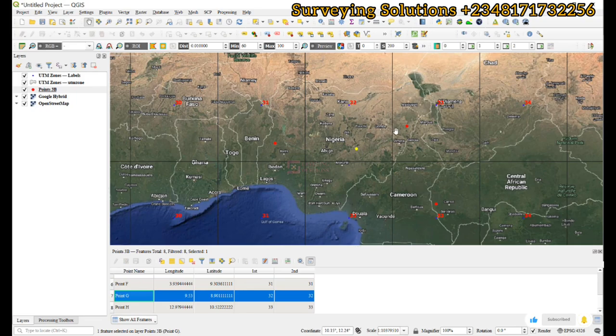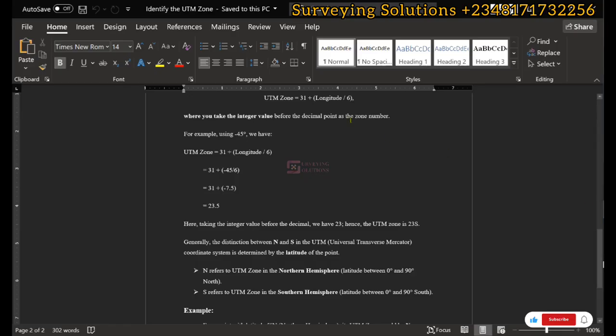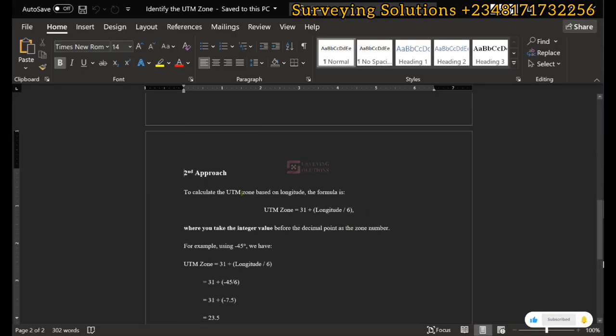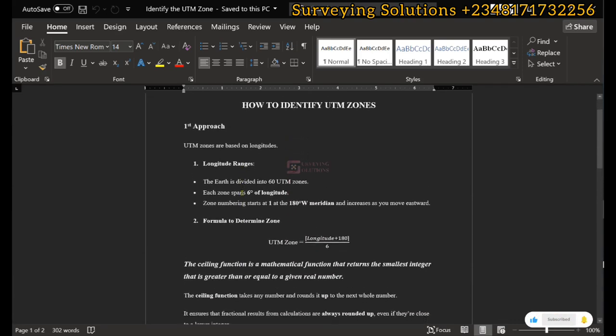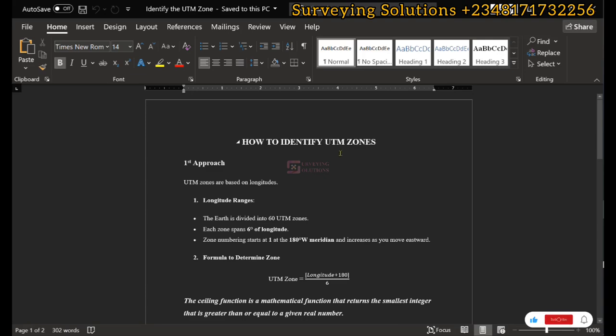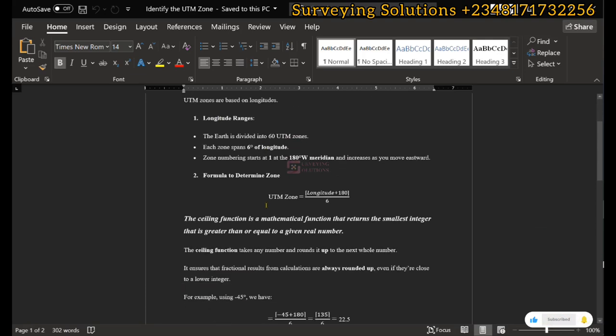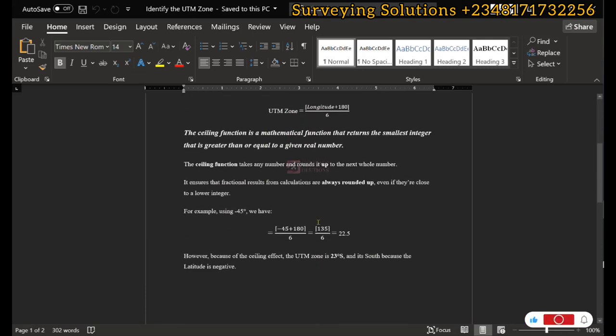So yes, thanks for coming to class. We hope we have exhaustively provided a solution to this particular GIS or geodesy related problem, whereby you need to identify the UTM zone of a point using the longitude, and also to know which hemisphere it falls in using the latitude, if it is positive or negative, whether it is north or south, right?